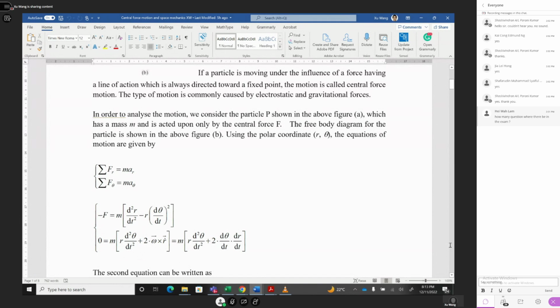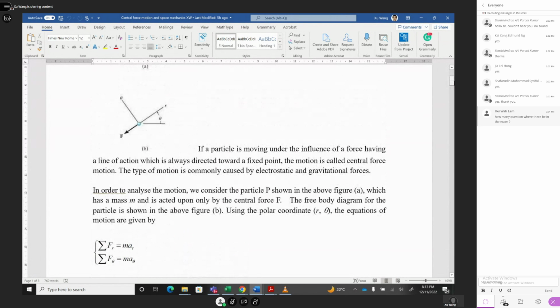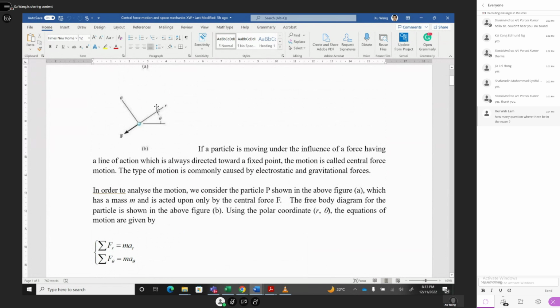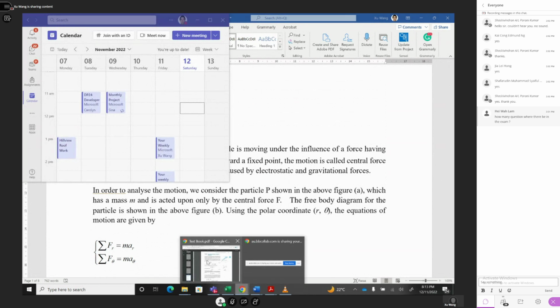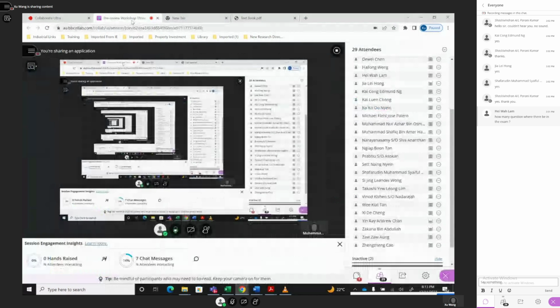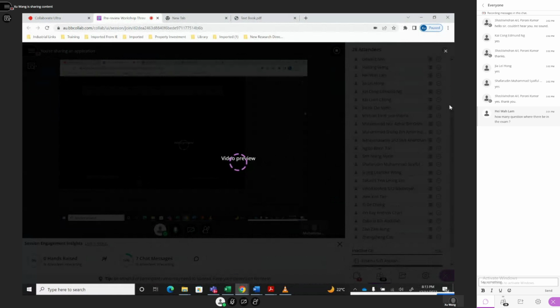What does this mean? This is anti-clockwise. I will show you with my hand. Hold on, I will show you on the screen. Hopefully it works.